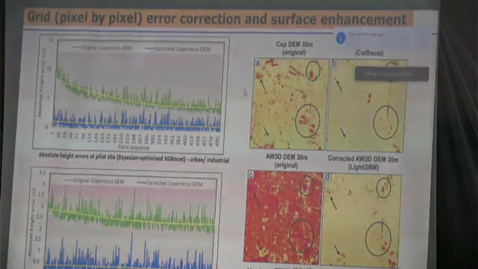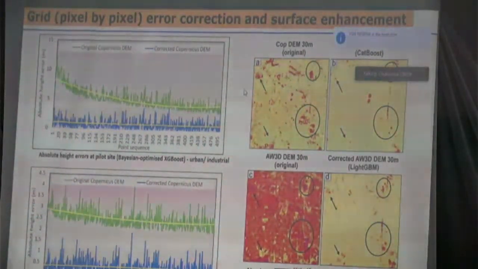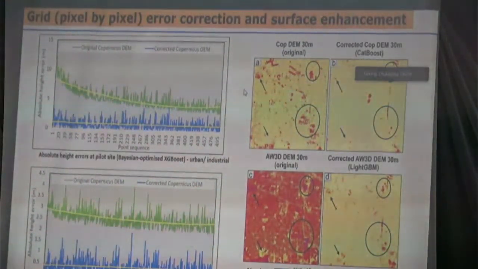I have the original DEMs to the left, your Copernicus and ALOS 3D. And if you look at the legend, where I'm showing the absolute height error, what you notice to the right is that after implementing the correction, many of those places that were bluish or reddish, you see how they've framed out the errors and they're now yellowish on the right.